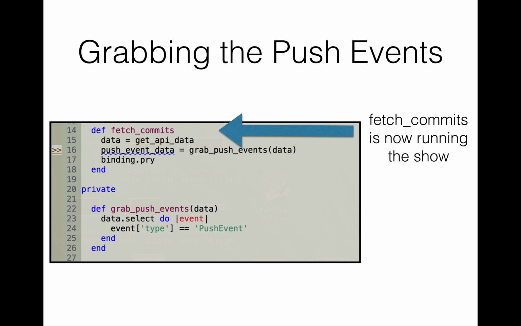push event data. So we make this method down here on line 22, which is grab push events. If we make grab push events and we push it what we got back from the API, which is data here, we're going to go through the data. We're going to select each one, and we're only going to bring back or return the ones where the event type equals push event. So we're only going to bring back push events.